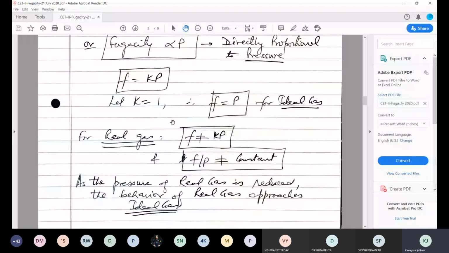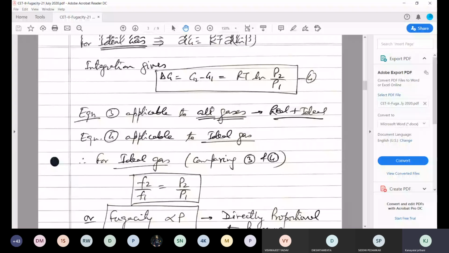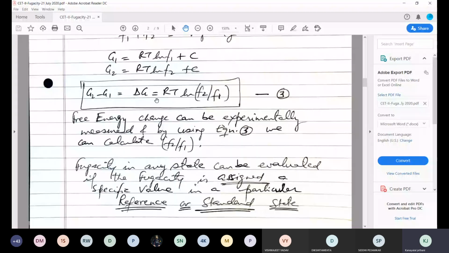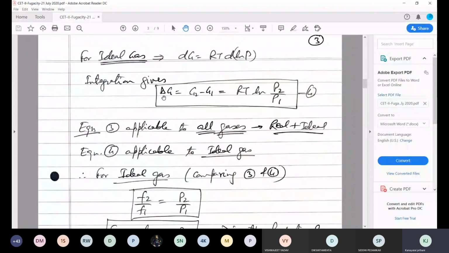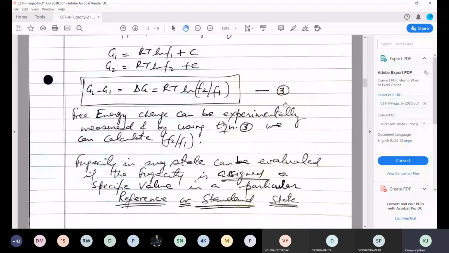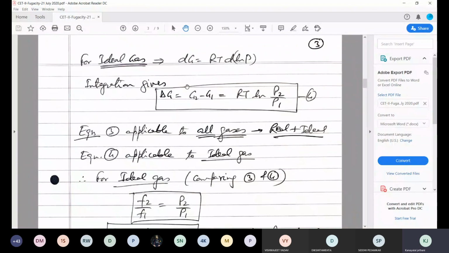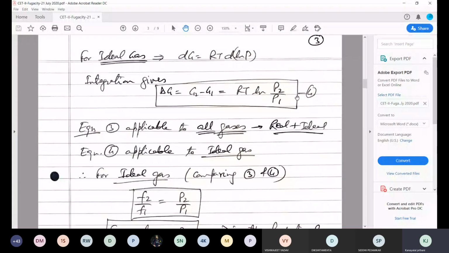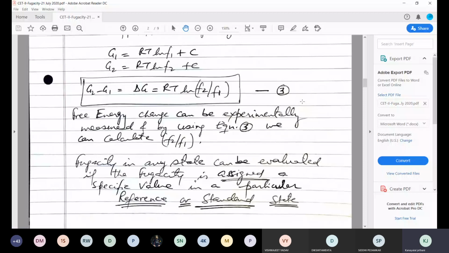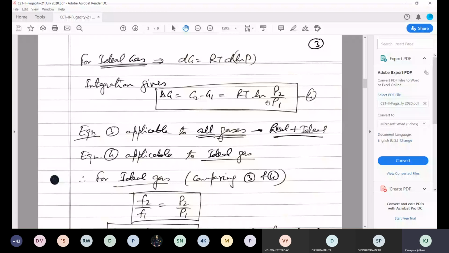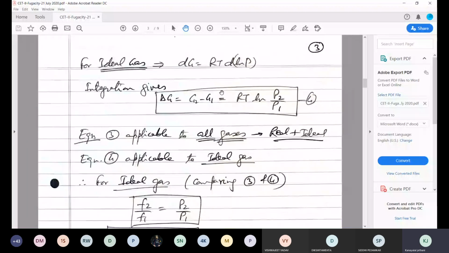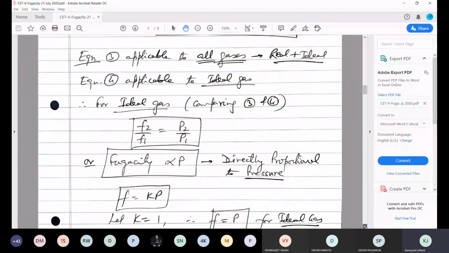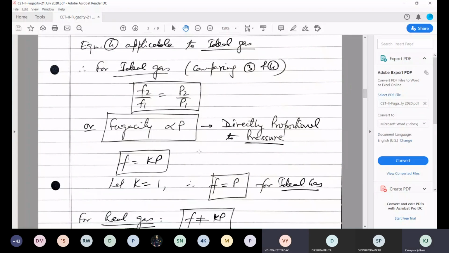So what did we see here? We compared equations 3 and 4, right? Equation 3 is for real gases, delta G for real gases is equal to RT ln F2 by F1, and delta G for ideal gases is RT ln P2 by P1, right? So when we say real gases, it includes ideal gases also, because any real gas at low pressure becomes ideal gas. So for ideal gases, equation 3 has to be equal to equation 4, right? Delta G from this equation has to be equal to delta G from this equation, okay? So in that case, the right hand side has to be equal. What you get is RT ln F2 by F1 is equal to RT ln P2 by P1. RT RT will cancel. What you get is ln P2 by P1 is equal to ln F2 by F1. That means F2 by F1 has to be equal to P2 by P1. Okay? Understood? Yes sir. So when you say F2 by F1 equal to P2 by P1, that means fugacity is directly proportional to pressure.